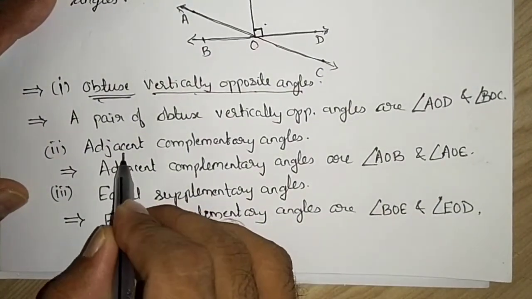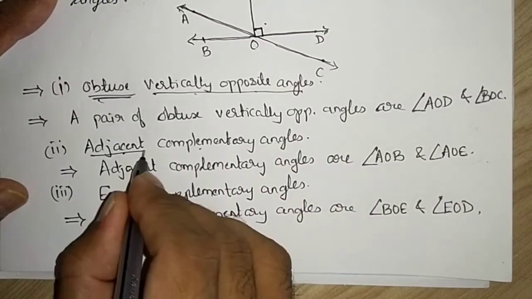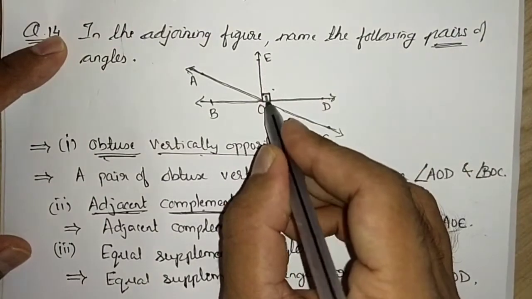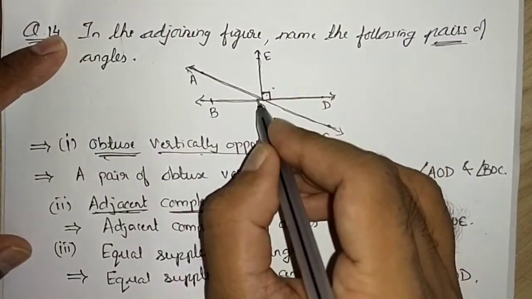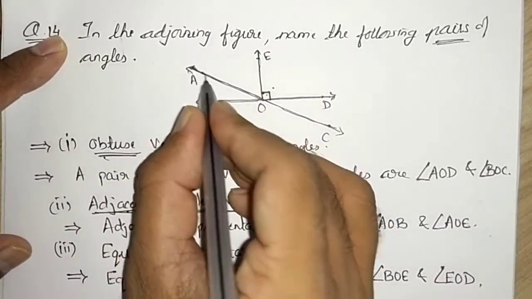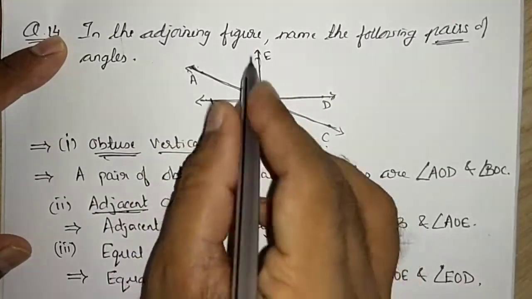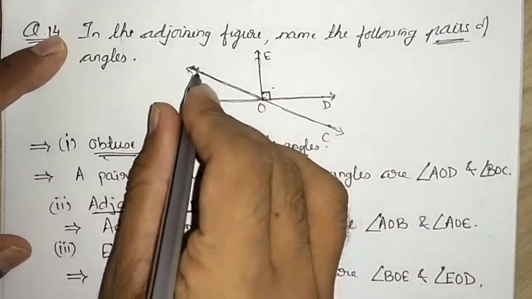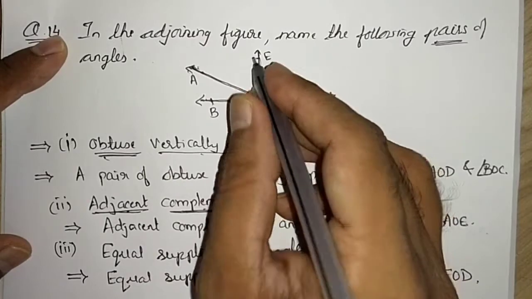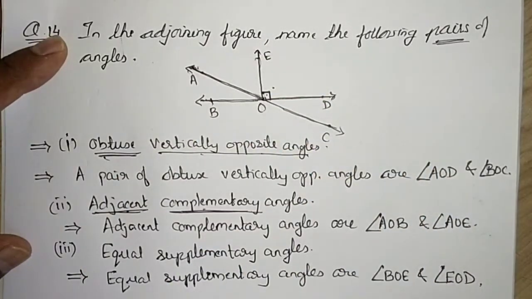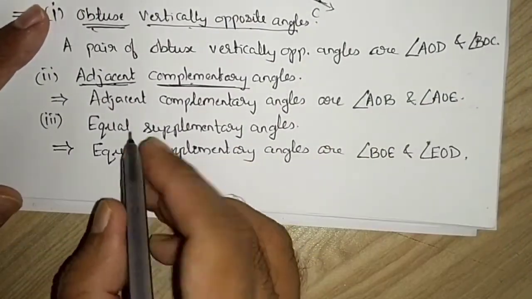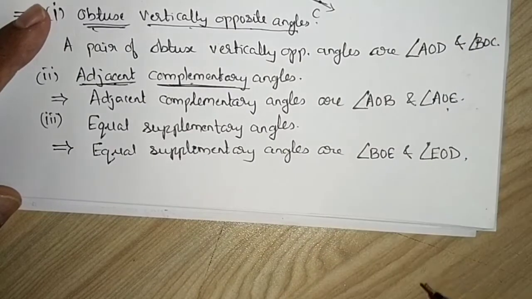Next is adjacent complementary angles. They must be adjacent angles and also complementary angles. So we can see here, if this is 90, this whole angle is also 90 degree. So we can say AOB is one angle and the other angle is AOE. They are adjacent angles because they have a common vertex, OA is the common arm, and the non-common arms BO and OE are on either side of the common arm. So AOB and AOE are adjacent complementary angles.